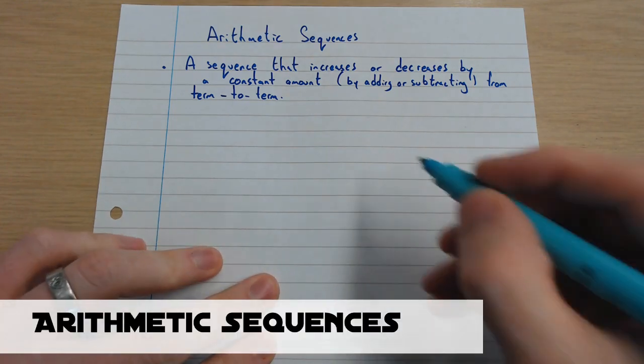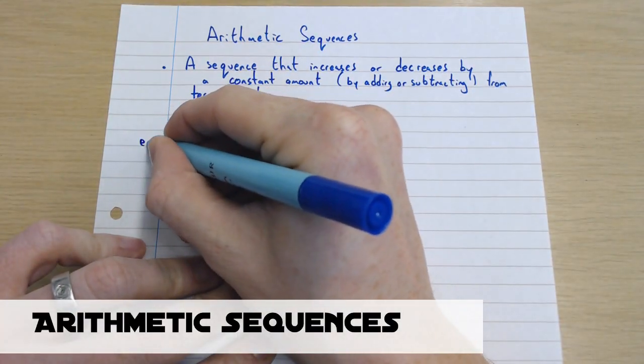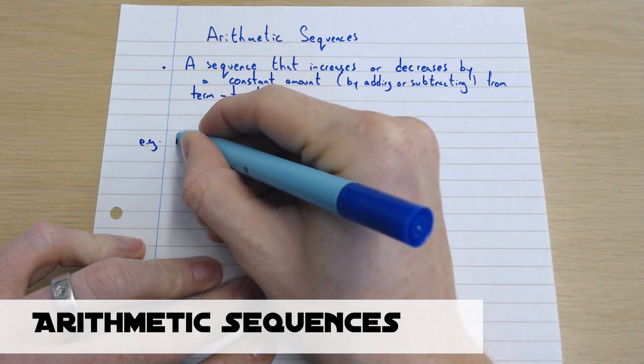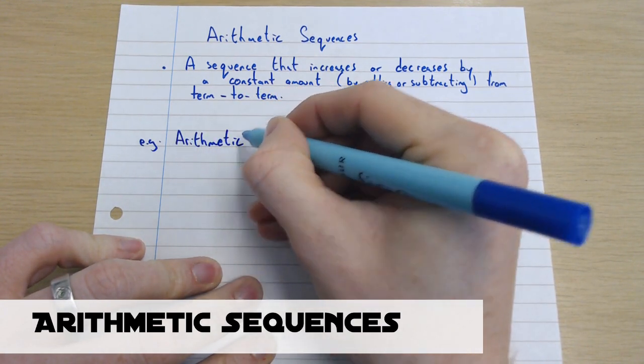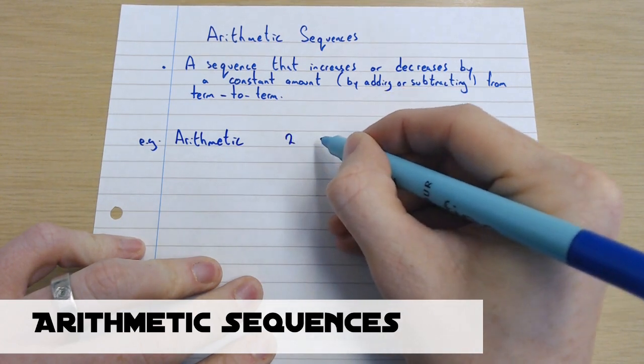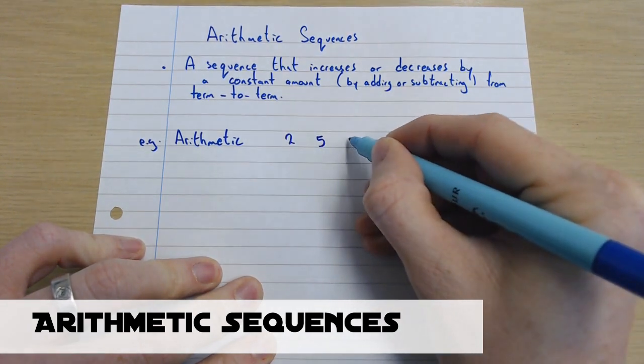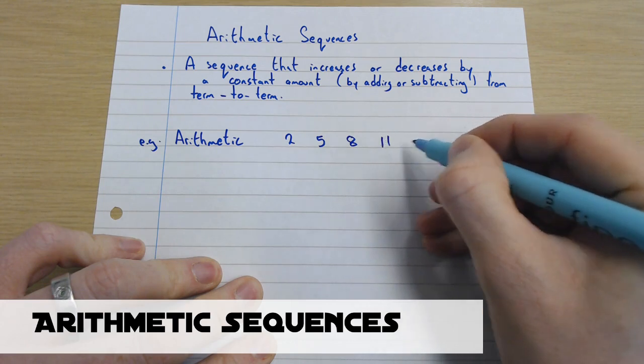Hello, and today we're going to look at arithmetic sequences. An arithmetic sequence is a sequence that increases or decreases by a constant amount. That is, it goes up or down by adding or subtracting from term to term. So you add the same amount or you subtract the same amount to get to the next term.